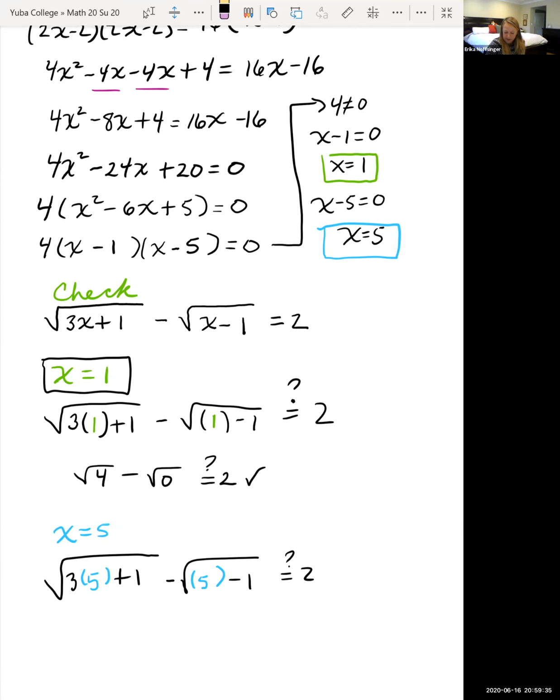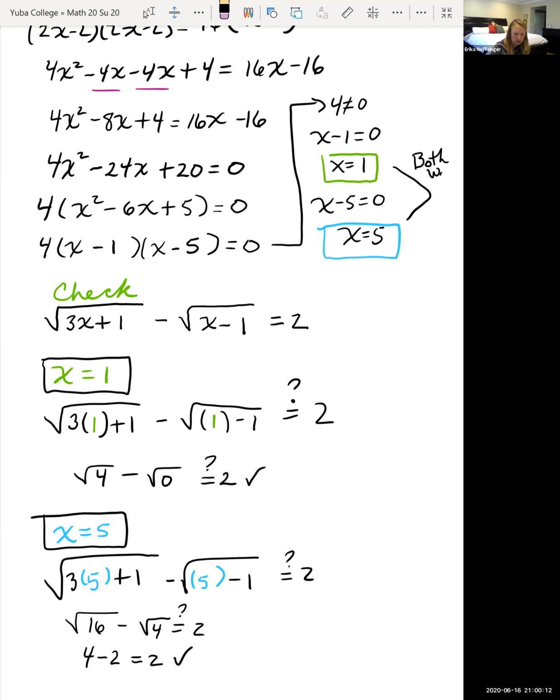Okay, so 3 times 5 is 15. 15 plus 1 is 16. So square root of 16 minus the square root of 5 minus 1. Underneath that radical is 4. So square root of 4, is this equal to 2? Square root of 16 is 4. 4 minus square root of 4 is 2. 4 minus 2 is equal to 2. And so they both work. They're both solutions to that equation.